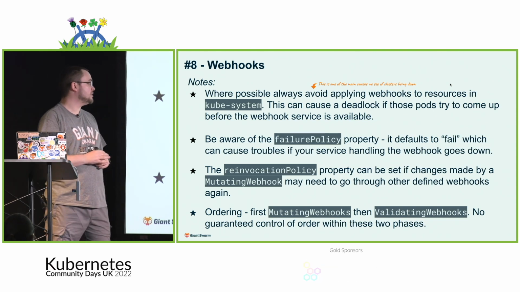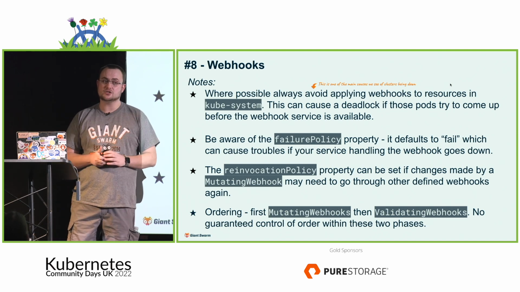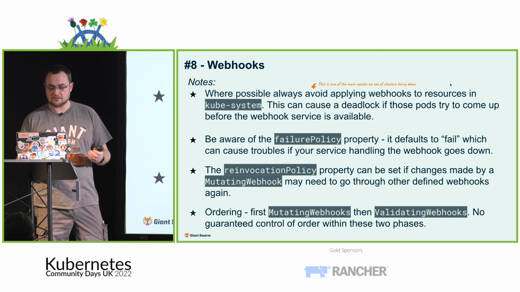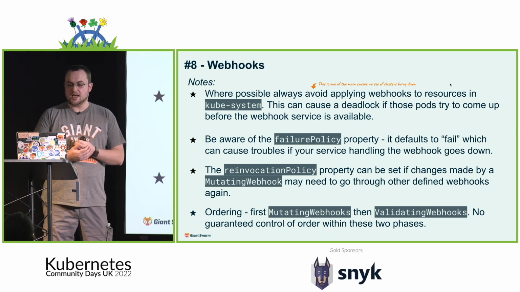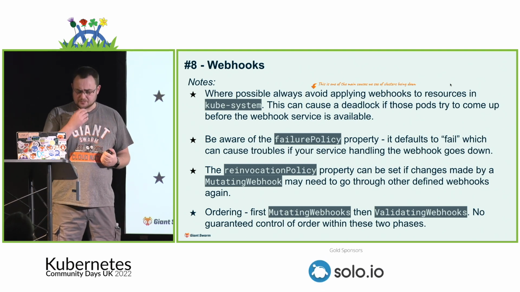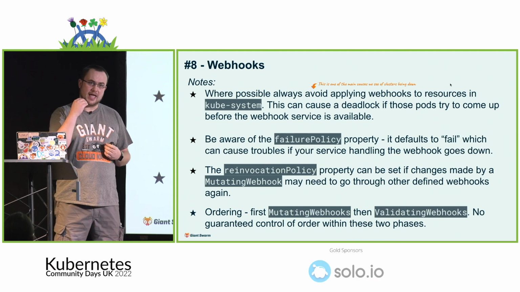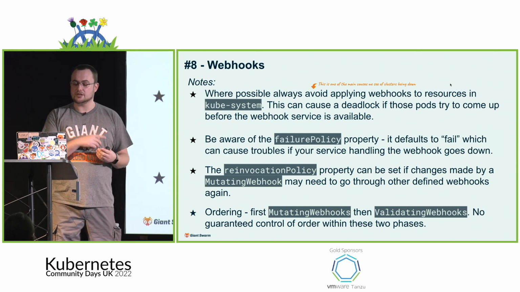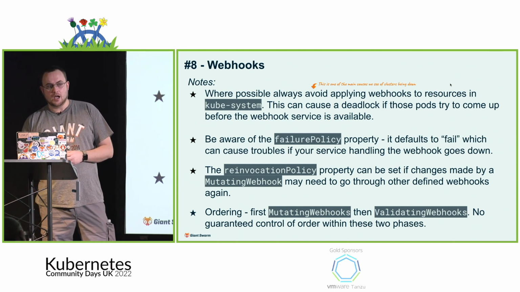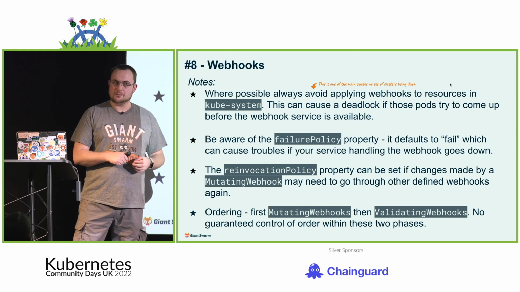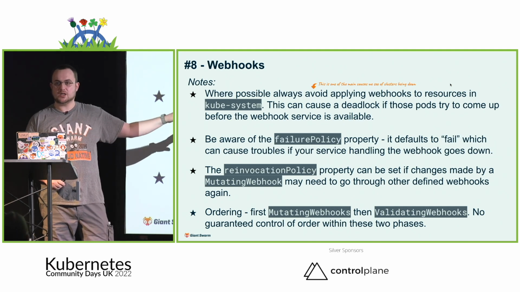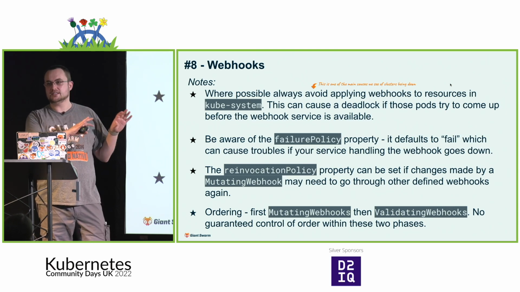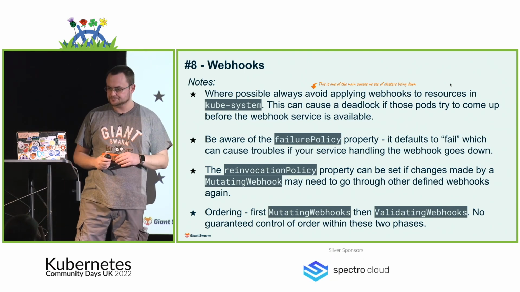If you're creating them, just be aware of things like the failure policy. Make sure that it fails open so that it doesn't block, say, the kube-system namespace from being created. And be aware of things like the reinvocation policy, which determines, if a mutating webhook does a mutation, whether it needs to then reinvoke another webhook that's already gone through. Also be aware that there's no guaranteed ordering of webhooks. It'll first do mutating webhooks, then validating webhooks. But within those two, there's no guaranteed order as to which comes before which.